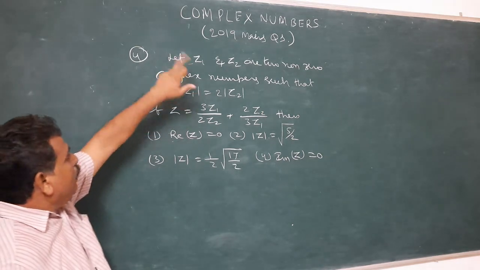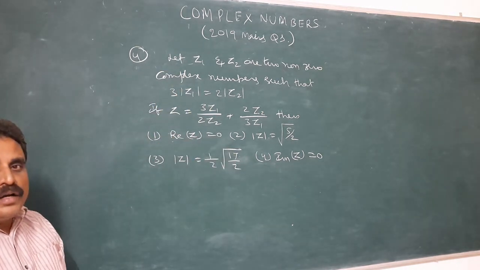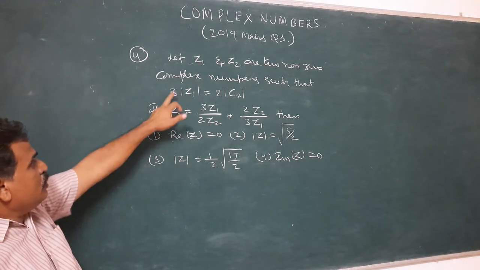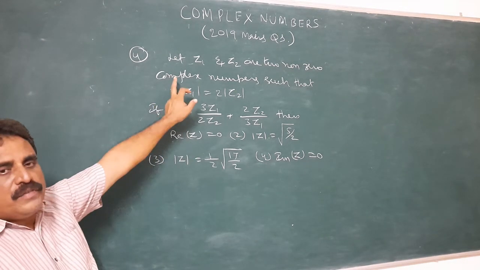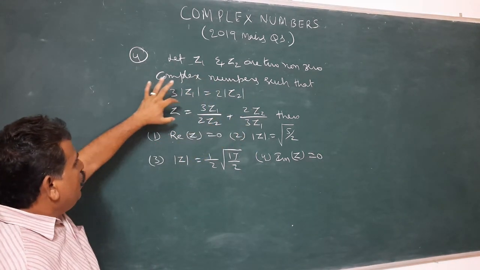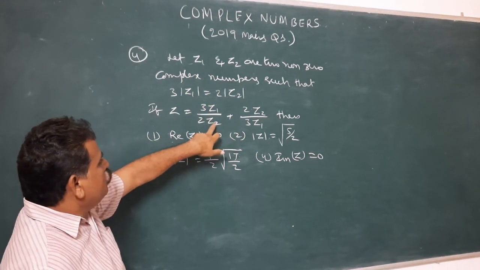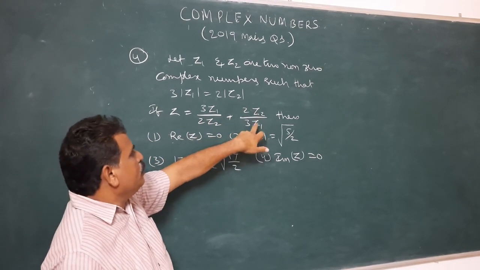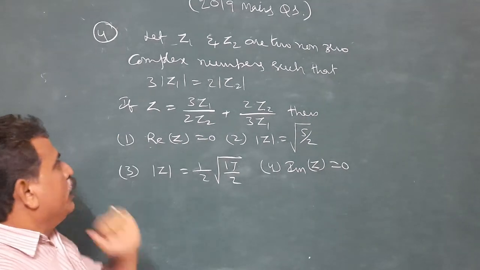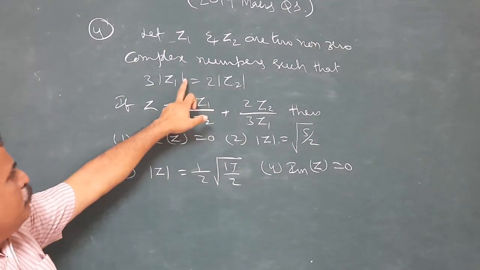Question number 4. Let z1 and z2 be two non-zero complex numbers such that 3 mod z1 equals 2 mod z2. If z equals 3z1 by 2z2 plus 2z2 by 3z1, then now here, observe this.